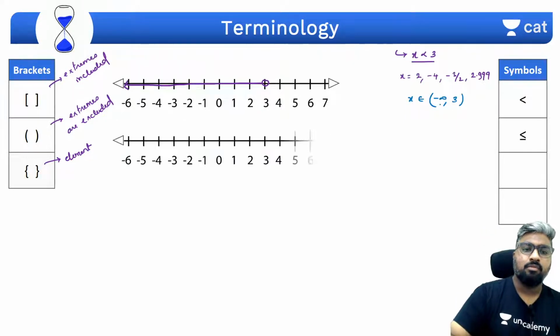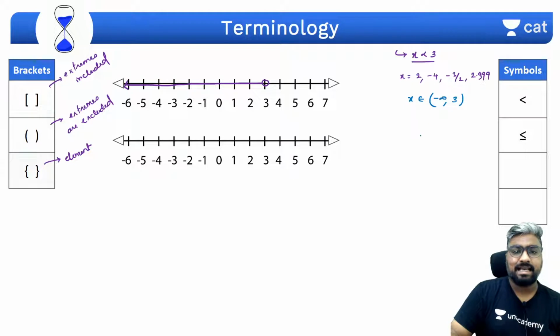Okay, moving on, if we have x less than or equal to 3, in this case what will happen? We will include 3 and everything that is to the left of 3. So here 3 will also be included. The possible values of x could be any values less than 3 but also 3. Got it?